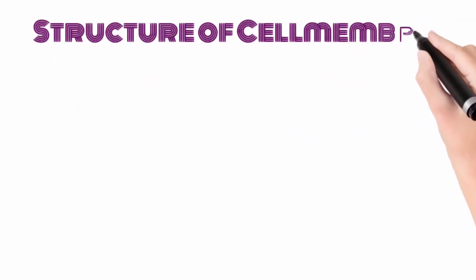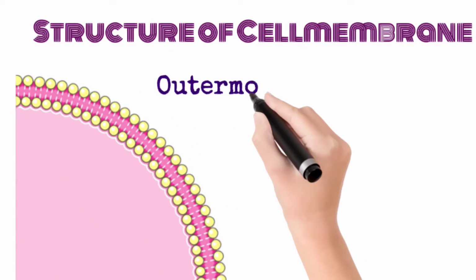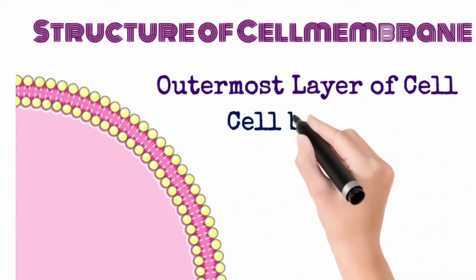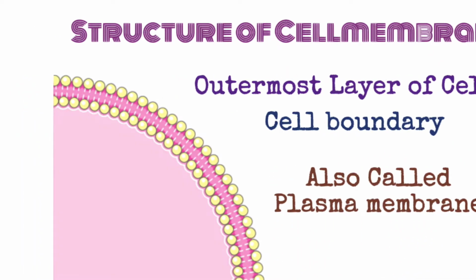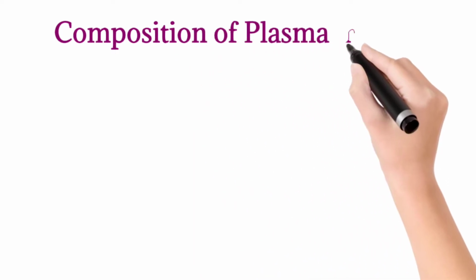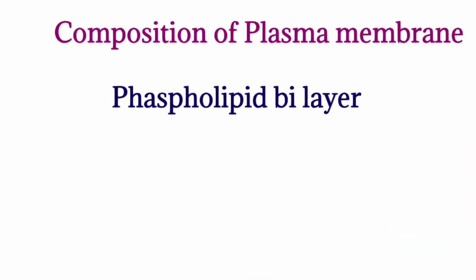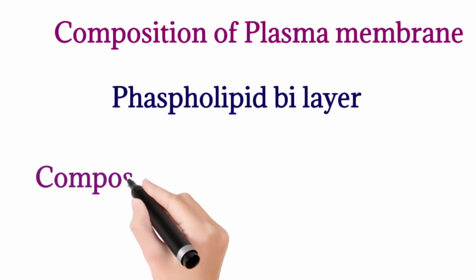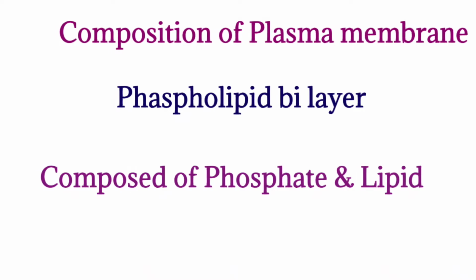Now we will discuss the structure of the cell membrane, that is the outermost boundary of the cell. It is known as the outermost layer of the cell. It is also known as the plasma membrane. Now we will discuss the composition of the plasma membrane. It is a phospholipid bilayer. It means it is composed of phosphate and lipid.